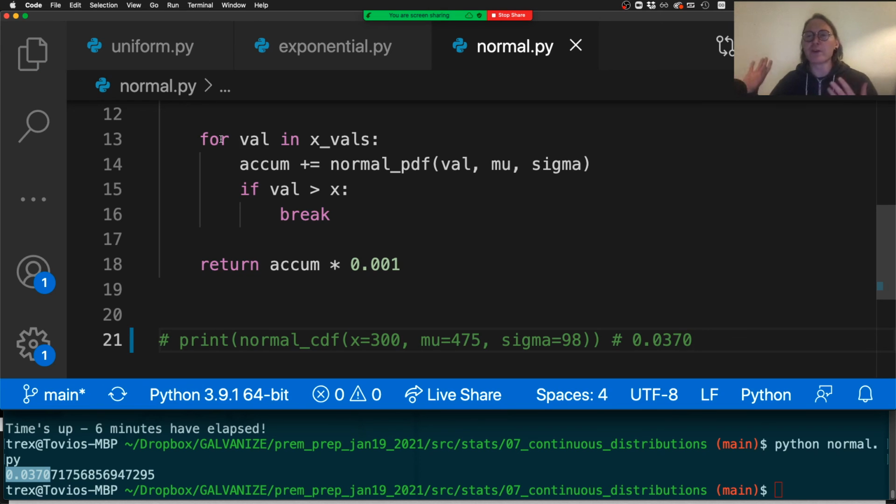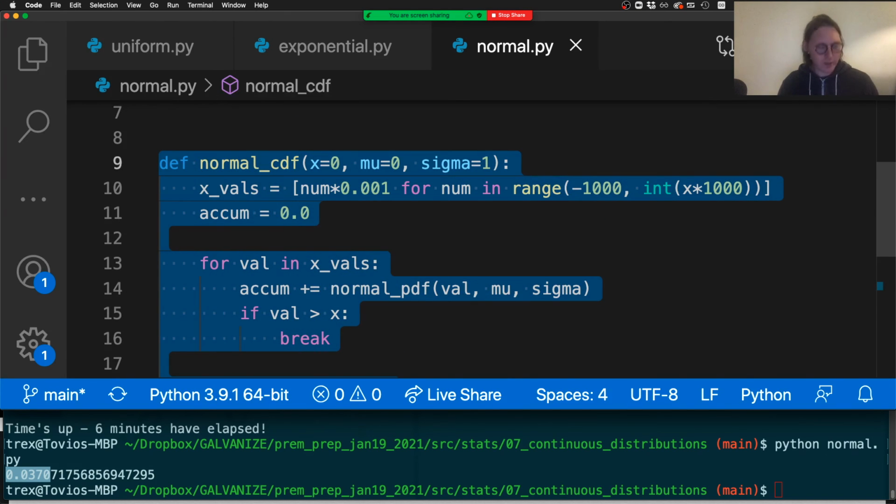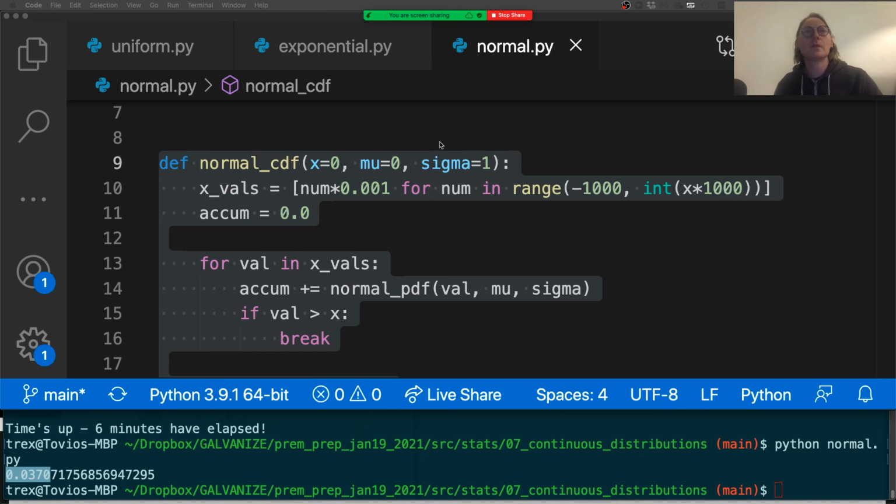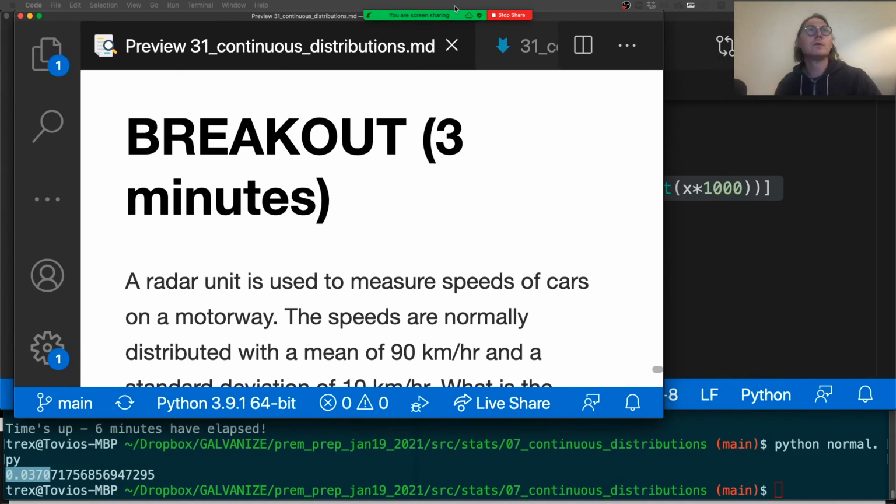In the wild, what you're going to do is use SciPy stats and use the CDF on a normal random variable. Okay, so I think we've got one breakout here, and I'll paste this code in really quick in case you need to use it. Yeah, and this is a short breakout.